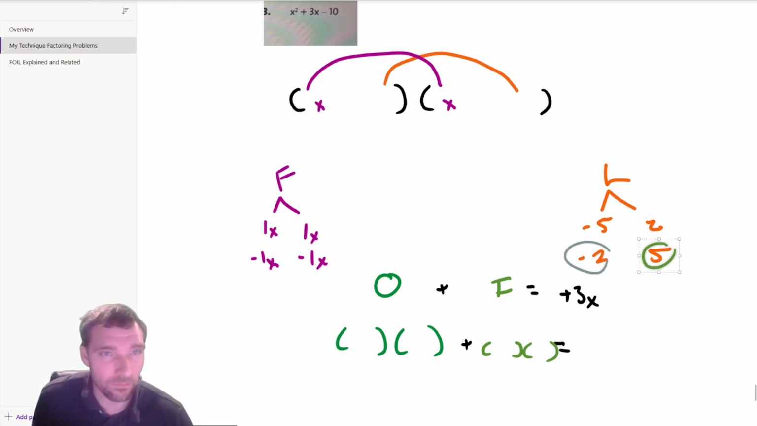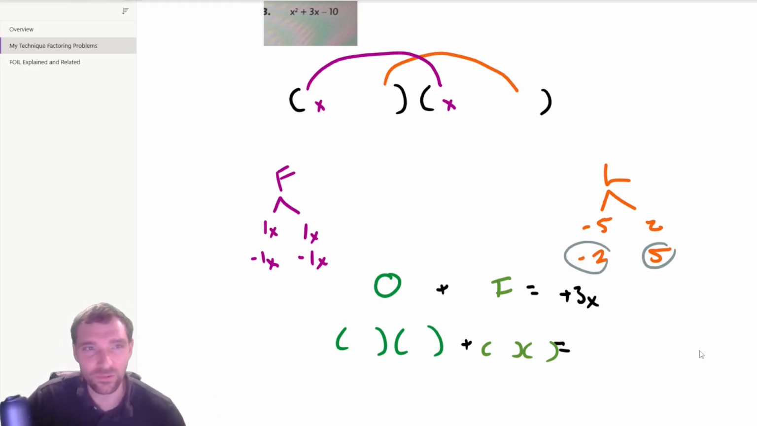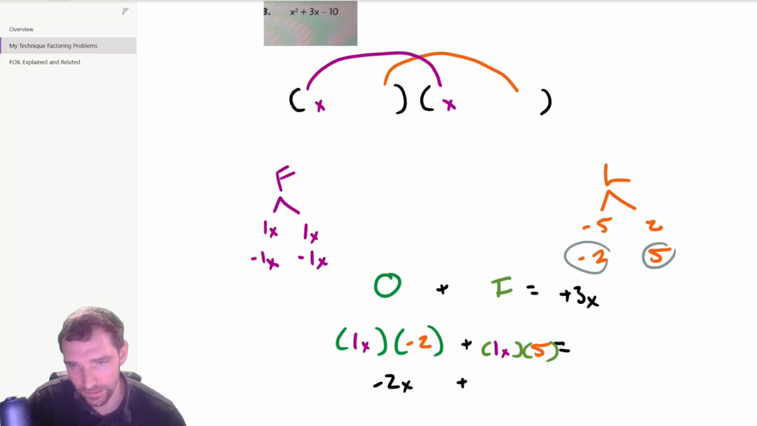Because that means that one of them's more positive than it is -3x. So if we're looking at using 1x for these first two terms, the positive ones right here, then it looks like you're going to have a -2 and a +5. And when we do that, you get a -2x plus 5x. And yep, that ends up giving me a +3x.